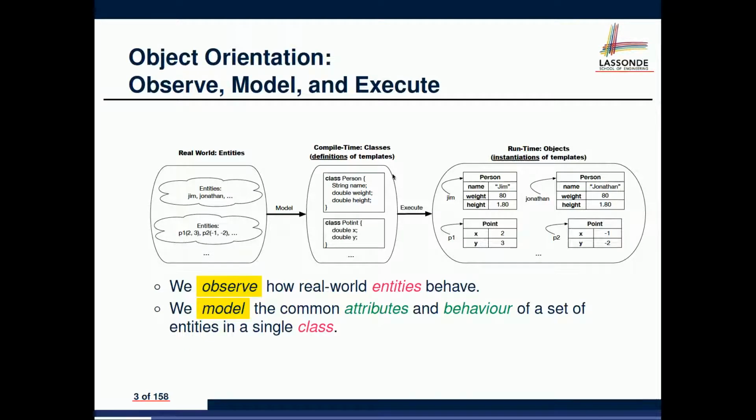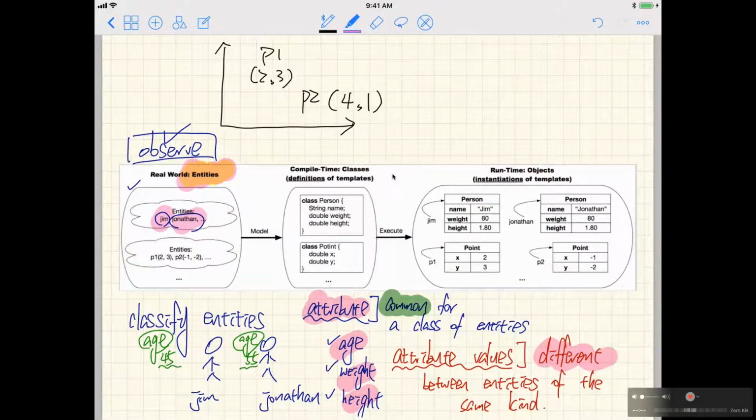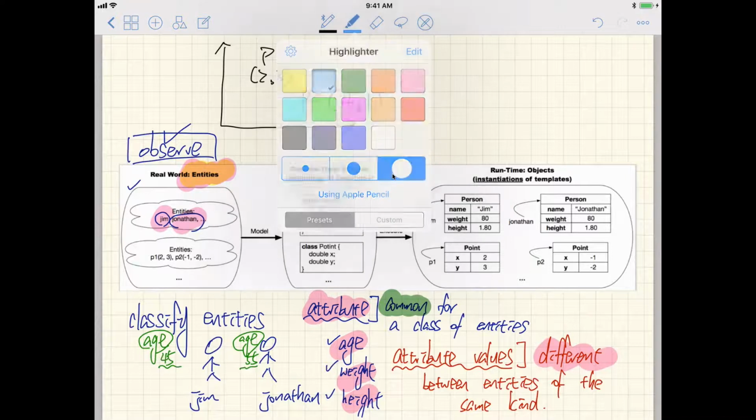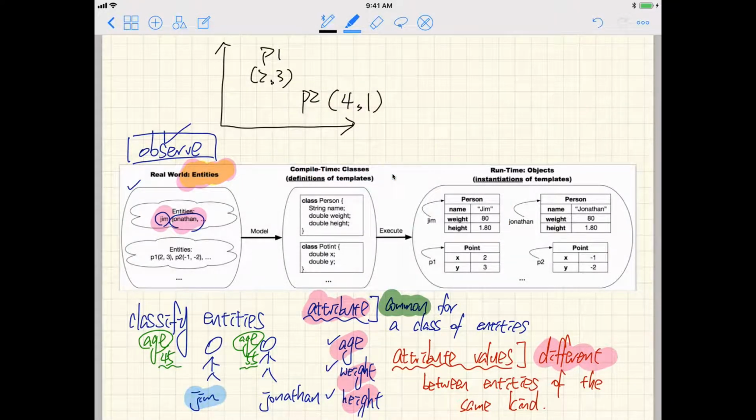Once we observe, we model. We model the common attributes, as I said before, the common attributes and behavior of a set of entities in a single class. So what's really the behavior? The behavior means, given that we have attributes for each entity, those attribute values might change according to some specific behavior. For example, let's talk about the person example over here. What can be the behavior? We have Jim, we have Jonathan. These are the two entities in the person kind, in the person class.